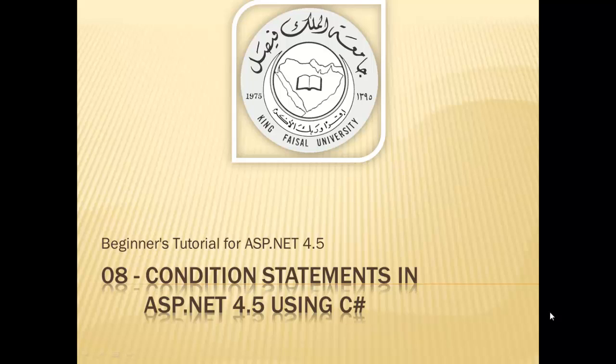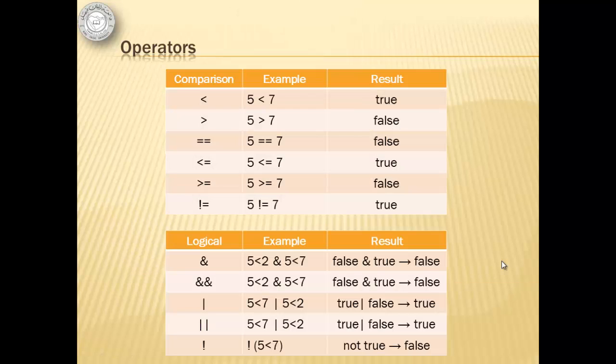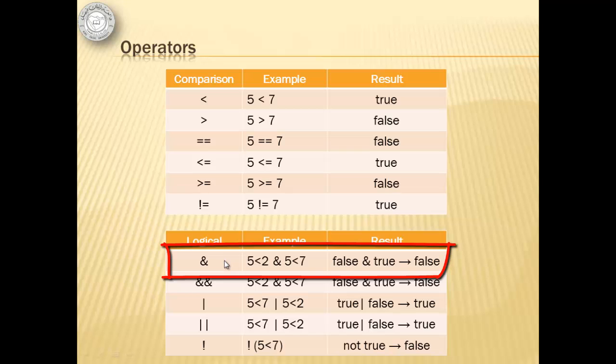to learn ASP.NET. This is part 8 in this series entitled Condition Statements in ASP.NET 4.5 using C#. Using comparison and logical operators results in a Boolean value of either true or false. For example, because 5 is less than 7, the first, fourth, and sixth examples resulted in true, while the others false. The single ampersand returns true if both expressions are true.